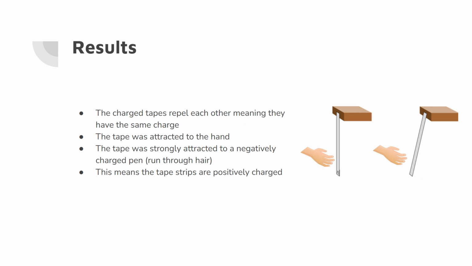The first part of the results was deduced by placing a charged tape against the desk, and charged tapes would repel each other, meaning that they have the same charge. The tape was attracted to the neutral hand, and when running a pen through hair and creating a negatively charged pen, it was strongly attracted to it, which means the tape strips are positively charged.